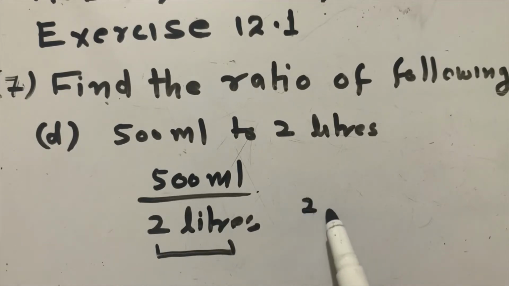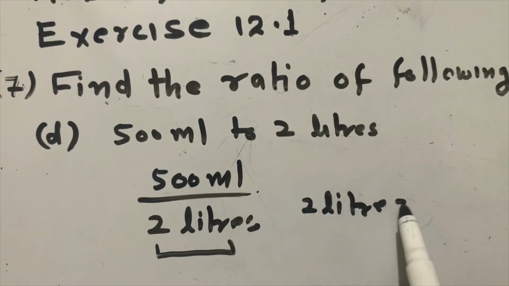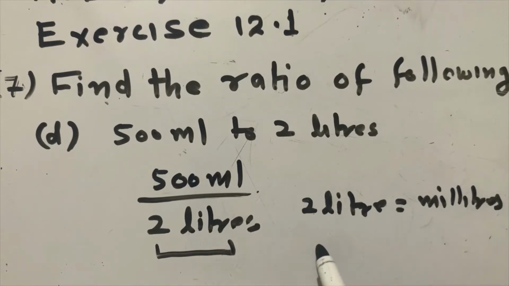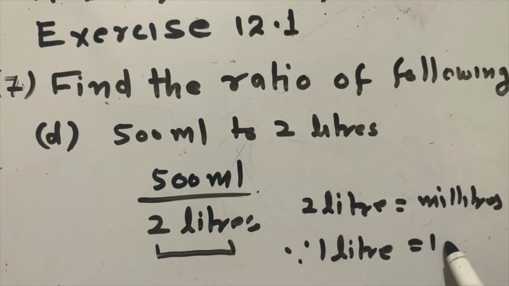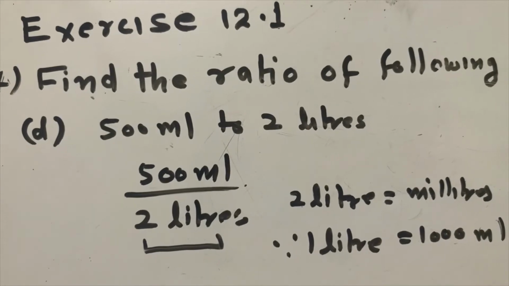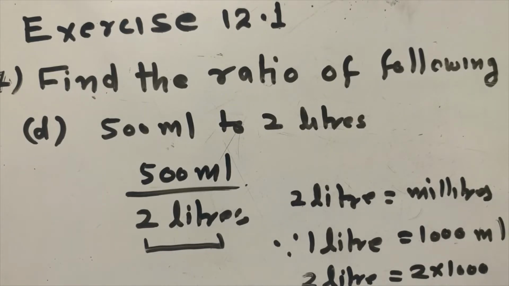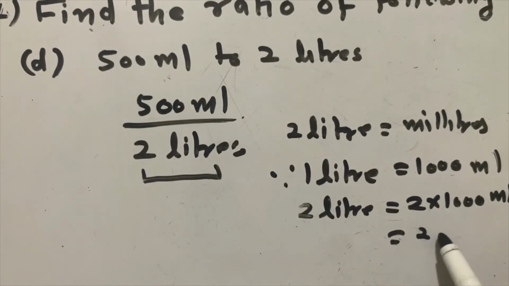2 liter is converted to milliliters. Since 1 liter is equal to 1000 ml. Therefore 2 liter is equal to 2 into 1000 ml, which means 2000 ml. 2 liters is equal to 2000 ml.